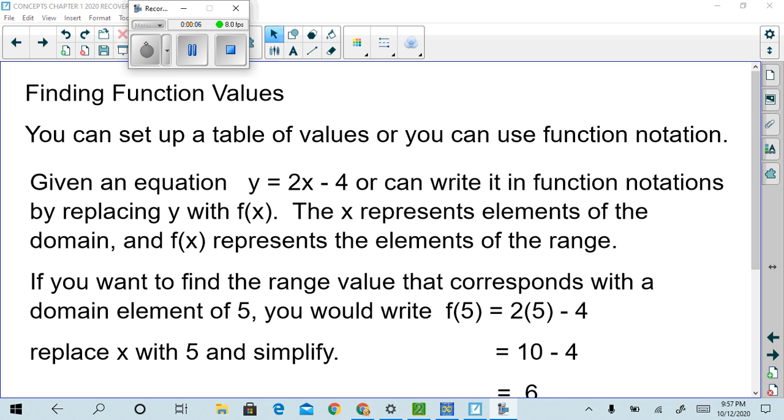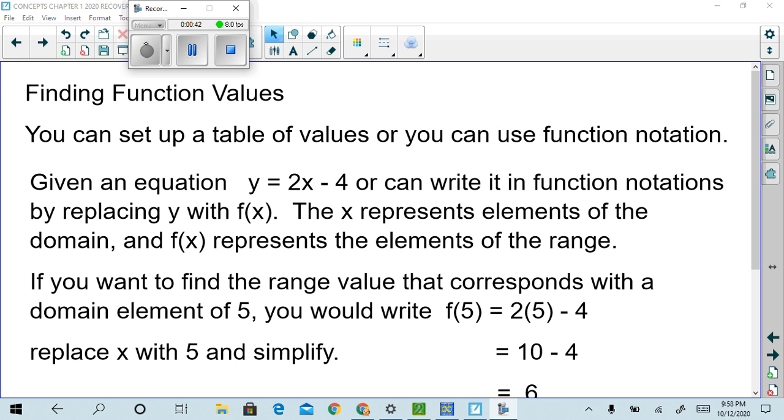Yesterday we worked on functions. We were talking about how a function is a special type of relation between a domain and a range, or input and output. We said that in order for a relation to be a function, every input could only have just one output. We looked at representations of functions in the form of mapping, a table of values. We looked at ordered pairs, and then we did the vertical line test when we looked at graphs.